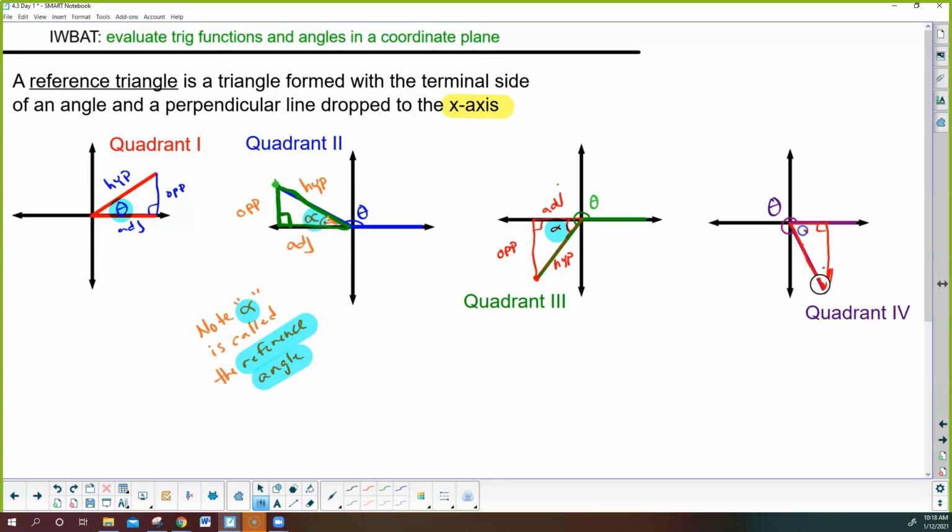But this angle here, the angle formed between the terminal side and the x-axis, that is what we consider the reference angle. Okay, so that little angle, still our reference angle. But what that allows us to do is now we know here's the opposite side, here's the adjacent side, and here's the hypotenuse.